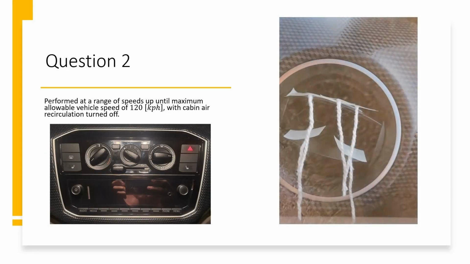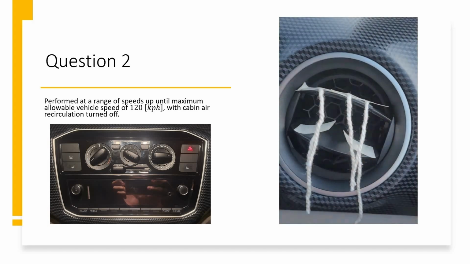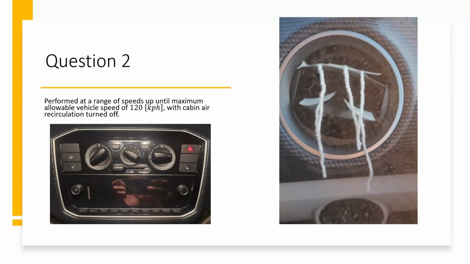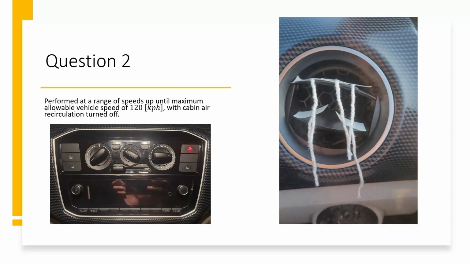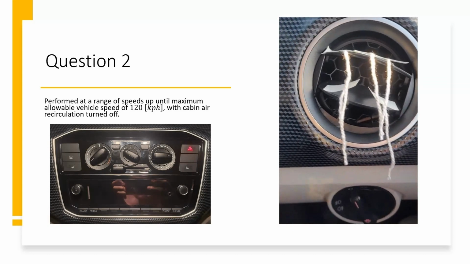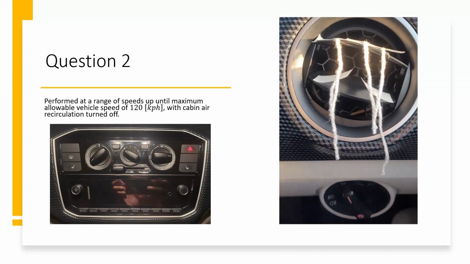Testing of airflow through the air vents was performed at a speed range of 0 to 120 km per hour, which is the maximum allowable speed on a highway in South Africa. Regarding the climate control settings of the vehicle, the electronic fans were turned off, the air conditioner was turned off, the forward-facing air vents were selected, and the cabin air recirculation was turned off.